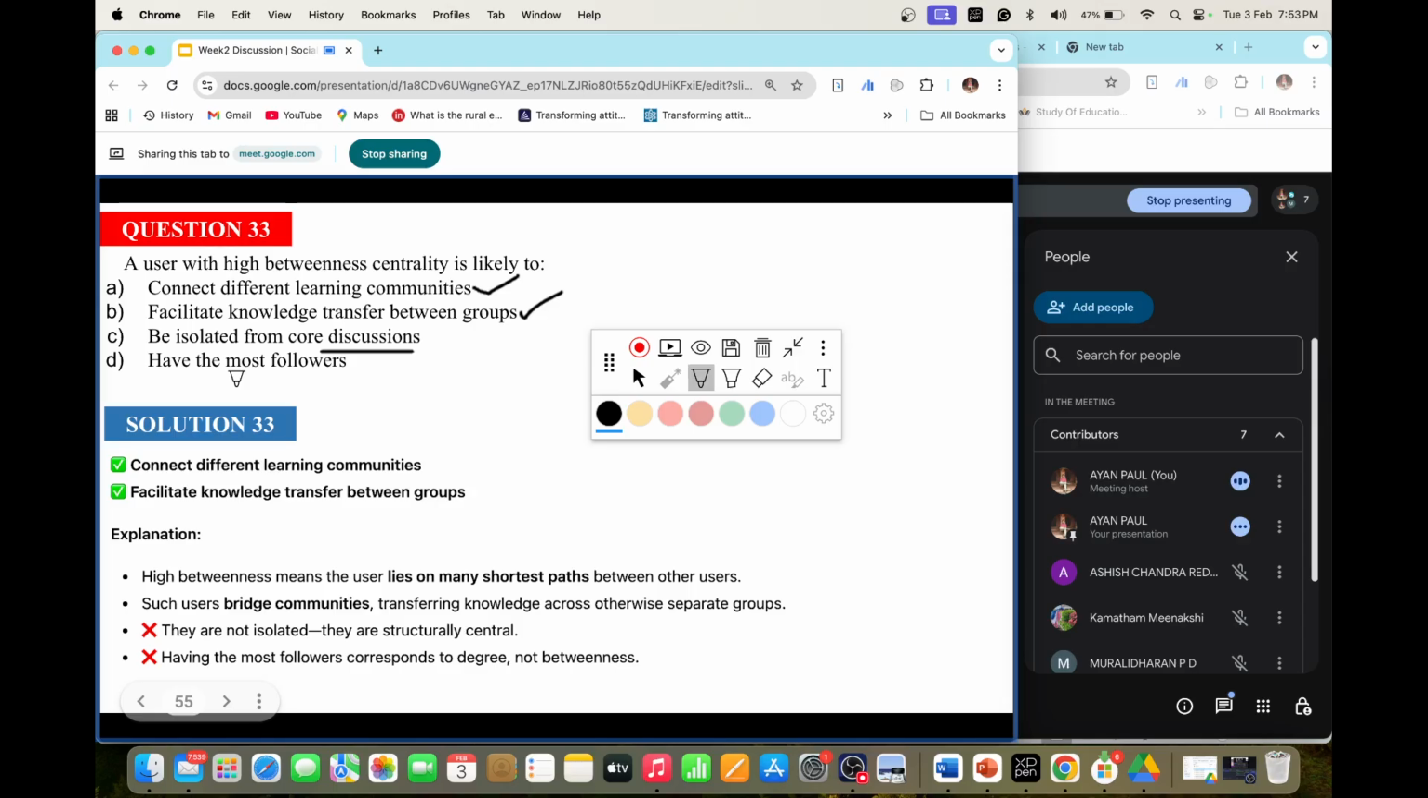Okay. High betweenness centrality means the user lies on many shortest paths between other users, such as a user bridging communities, transferring knowledge across otherwise separate groups. They are not isolated, they are structurally central. Having the most followers corresponds to degree, not betweenness. So option A as well as option B is the correct answer.